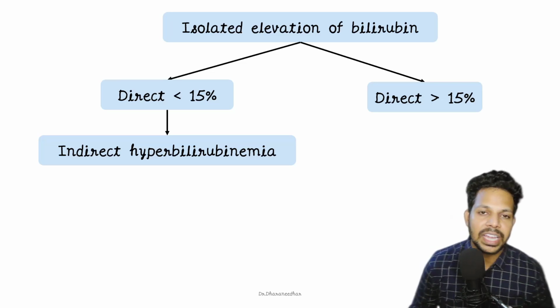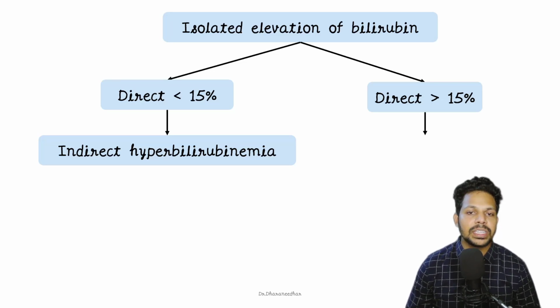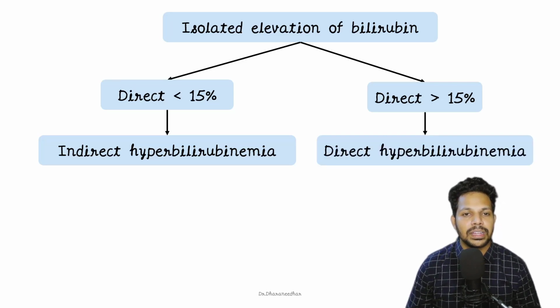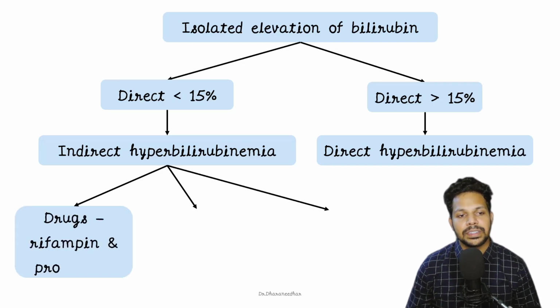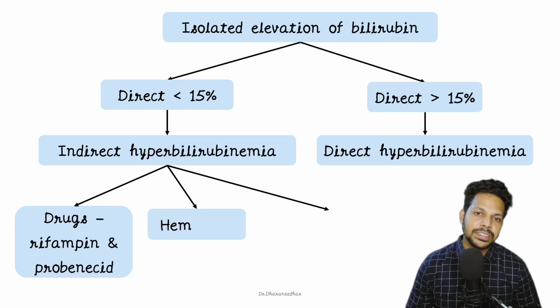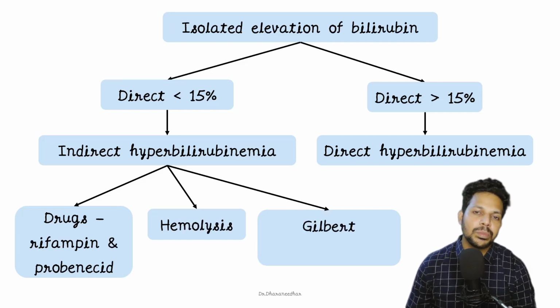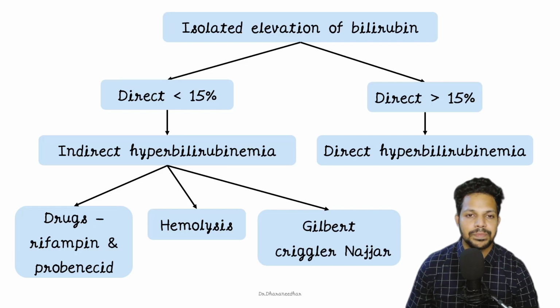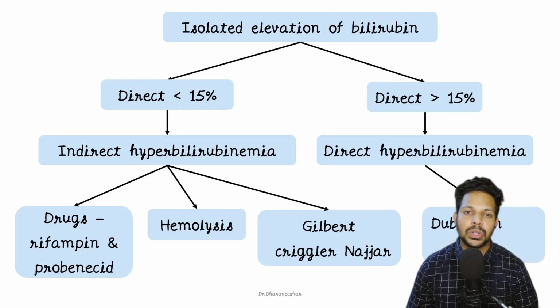Here, when the patient is having indirect hyperbilirubinemia, the probable causes could be drugs like probenecid and rifampicin, hemolysis resulting from any cause, and Gilbert syndrome and the Crigler-Najjar syndrome, right? And isolated direct hyperbilirubinemia can be seen with Dubin-Johnson and Rotor syndrome.